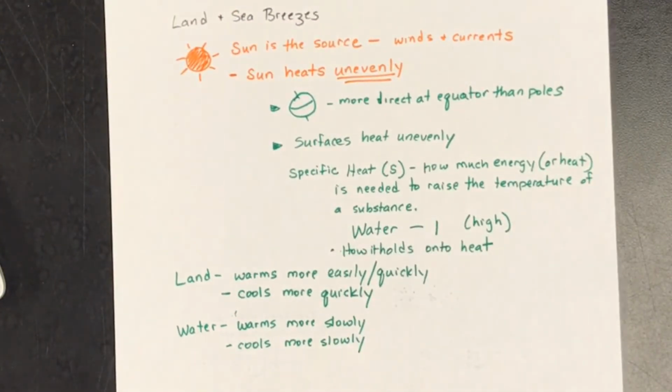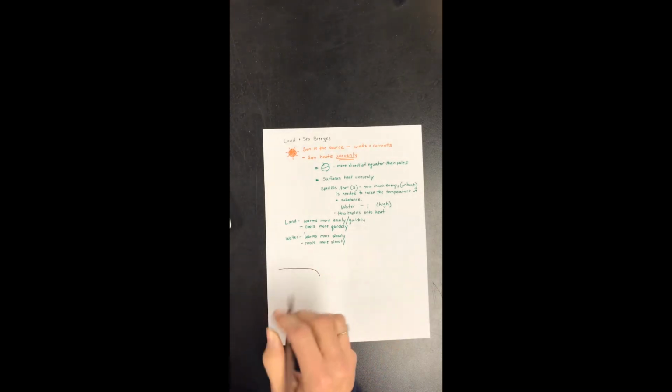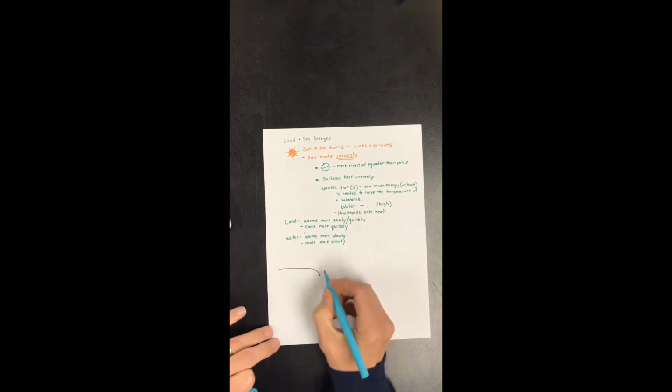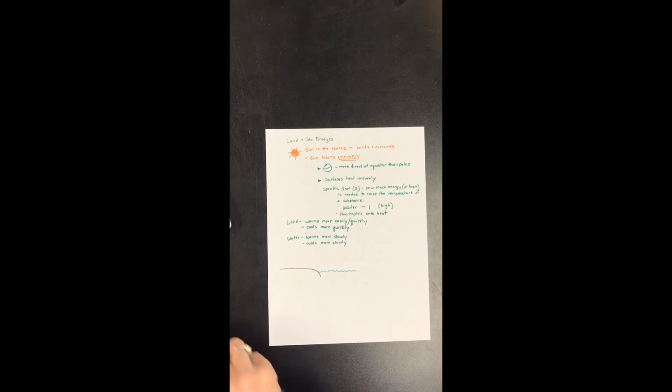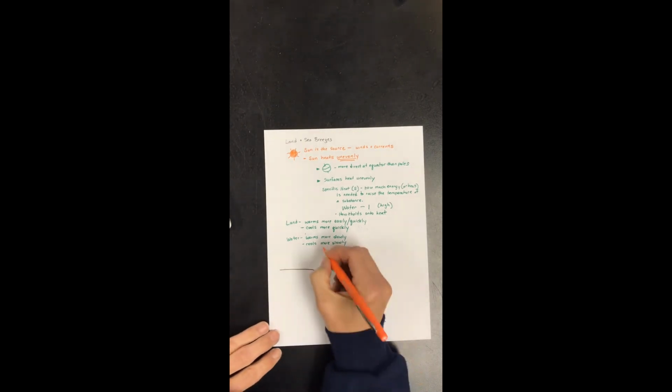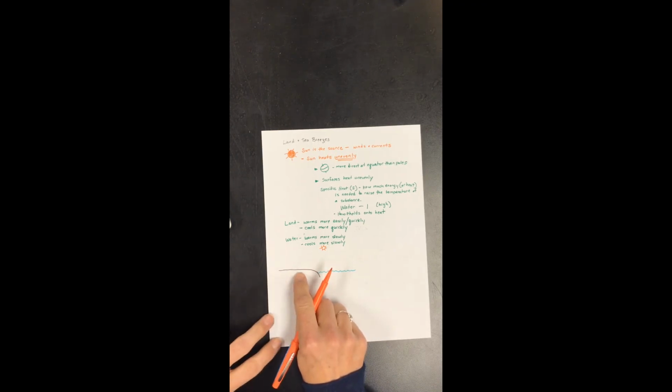So let's draw some pictures, and we can see how this affects coastal areas. So let's take a look first. I'm going to draw some land and some sea, and you can draw this as well. So imagine that the sun is shining down on our land and our sea all day long. And as the sun is shining, the land is going to warm up more quickly.